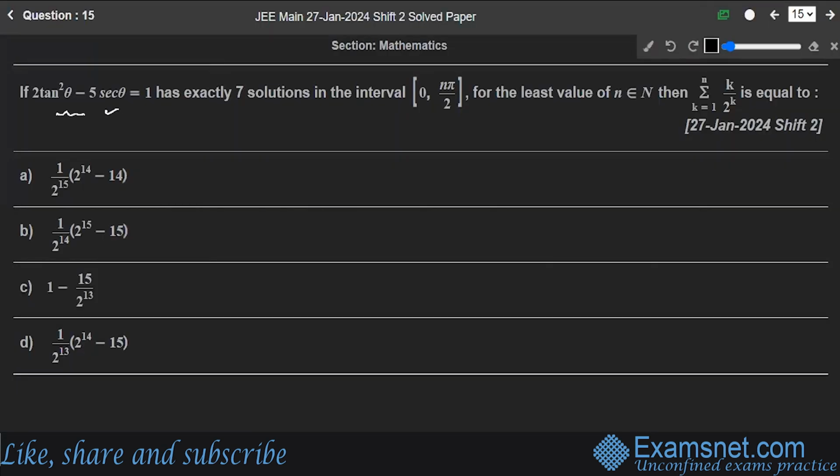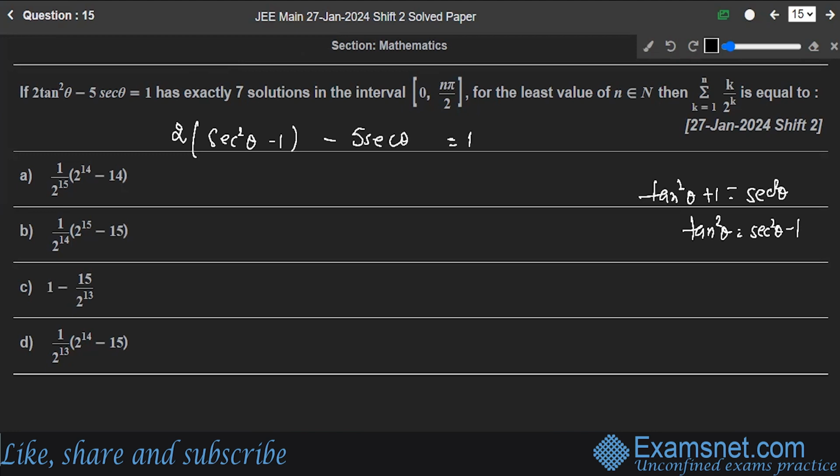If 2 tangent square theta minus 5 secant theta is equal to 1, this has exactly 7 solutions in the given interval. For the least value of n belonging to the natural numbers, you have to find out the value of this expression. Okay, first of all, tangent square theta plus 1 is equal to secant square theta. So you can write this equation as 2 into secant square theta minus 1 minus 5 secant theta is equal to 1.